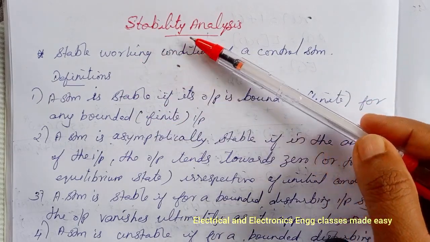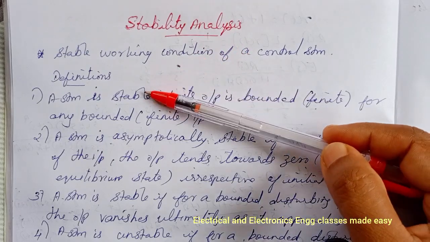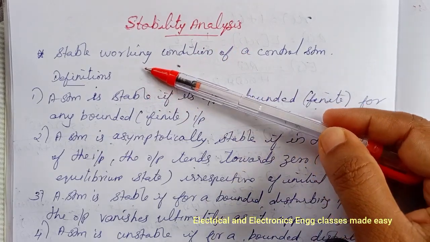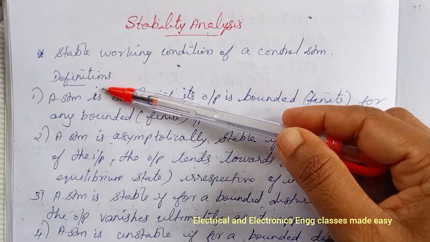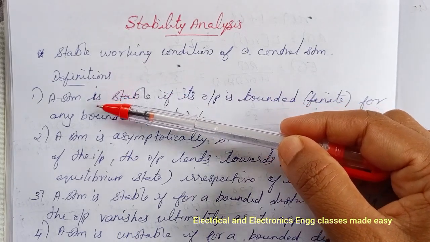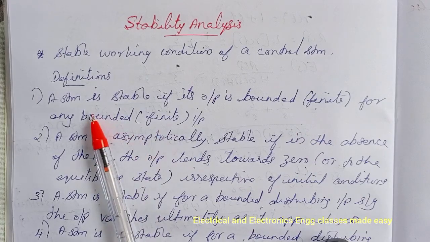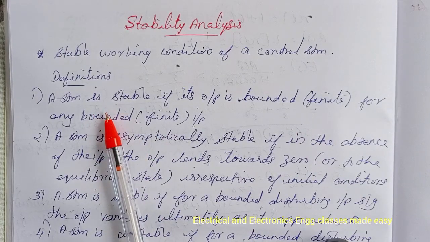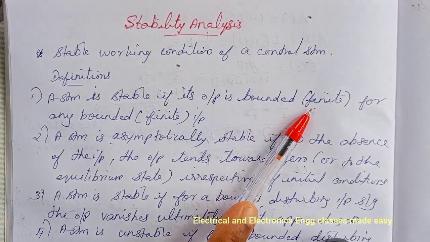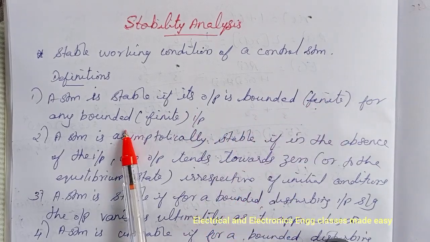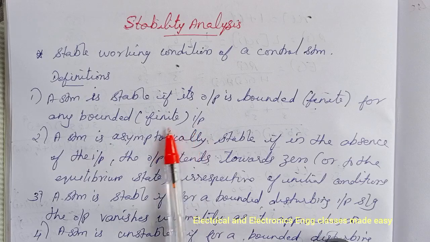And before going to the stability analysis, let us know about the different definitions of the stability. First one: a system is stable if its output is bounded or finite for any bounded input.